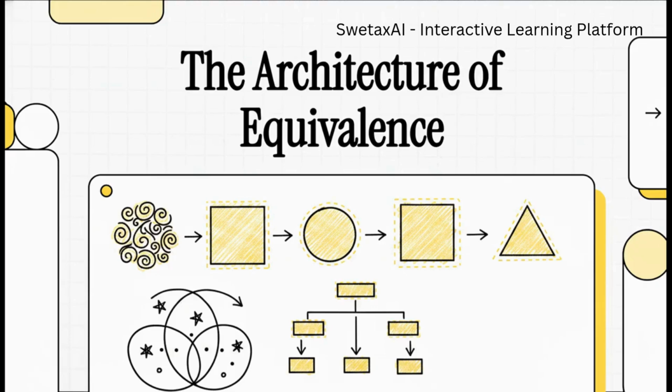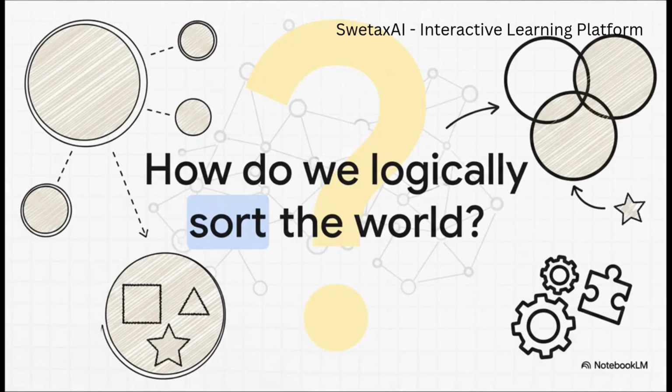Hey, welcome. Today, we're going to dig into the mental framework you need to bring order to chaos and solve really complex problems. We are talking about the architecture of equivalence. So think about it. How do we make any sense of the world? I mean, we group things, right? We classify them. But what really makes a classification system logically sound?